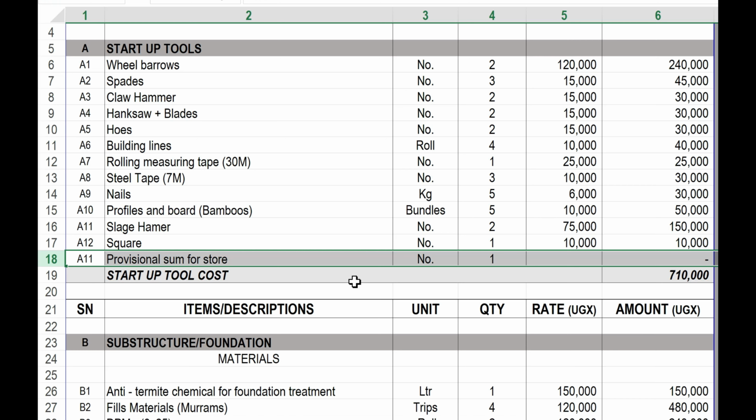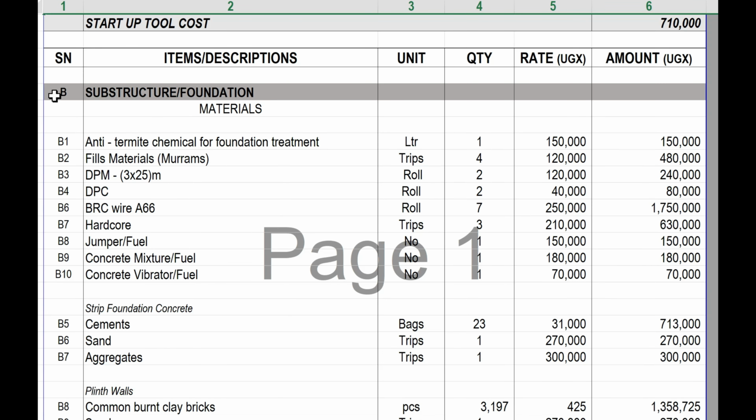But remember, many more tools might be needed for a different type of house that you are going to set up, and prices can either go up or go down depending on what you are going to build. Now we come to serious business, what we call the foundation, and in technical terms we call it the substructure. We might need anti-termite chemical for foundation treatment, and 1 liter can be enough for us at a cost of 150,000.